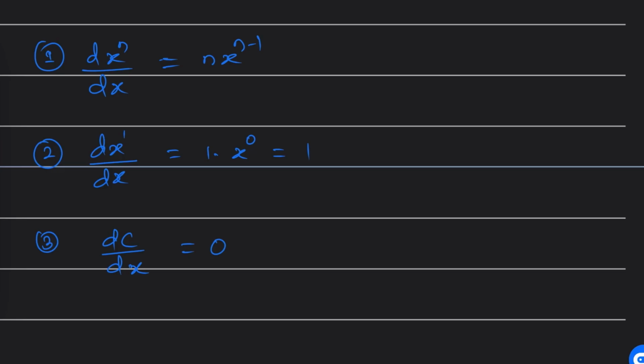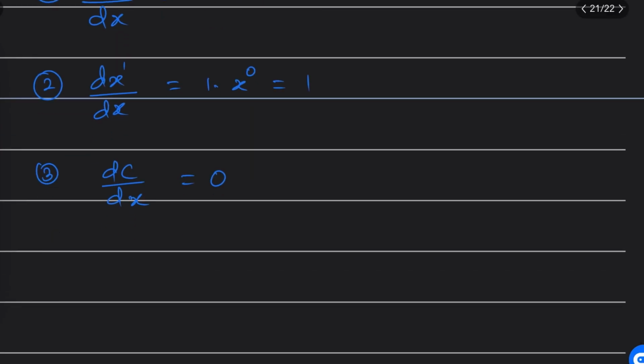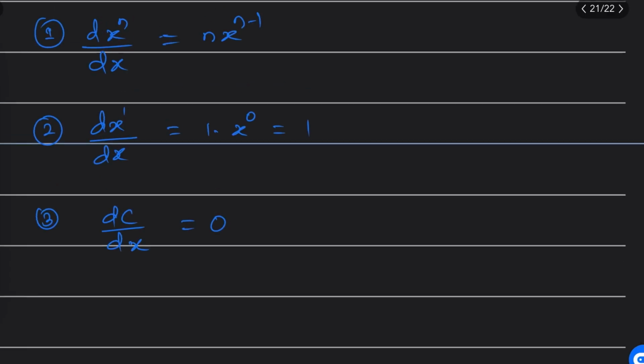Examples we will discuss, but formulas I am discussing. Differentiation of a constant with respect to x is going to be 0. Fourth formula, I am writing this side also.